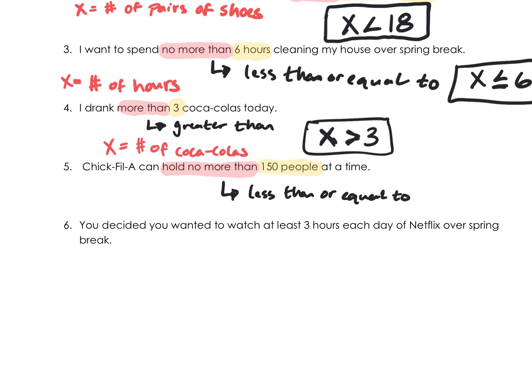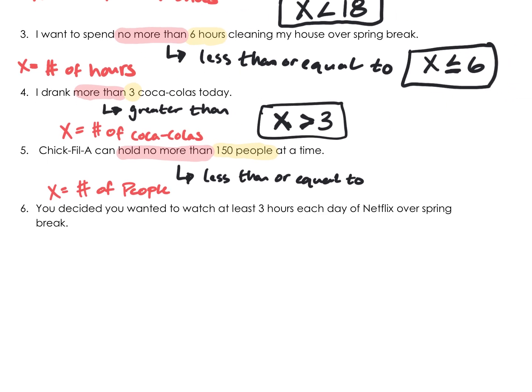Now, we do have to define what our x value is going to be. What is x value going to be? Number of people. That is 100% correct. Y'all are doing a really good job with this. So then as we write our inequality, x less than or equal to 150. How many of you got that right?